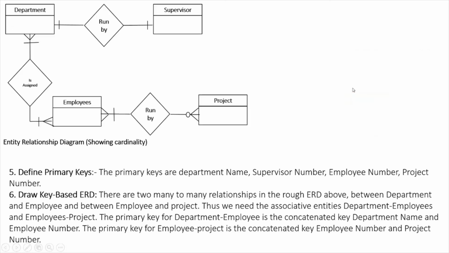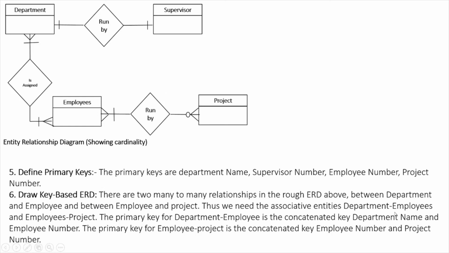As you can see in the next presentation: department, supervisor, employee, and works on a project. Define primary key. The primary keys are department name, supervisor name, employee number, project number. Draw key-based ERD. There are too many relationships in the rough ERD above between department and employee and between employee and project, as you can see.